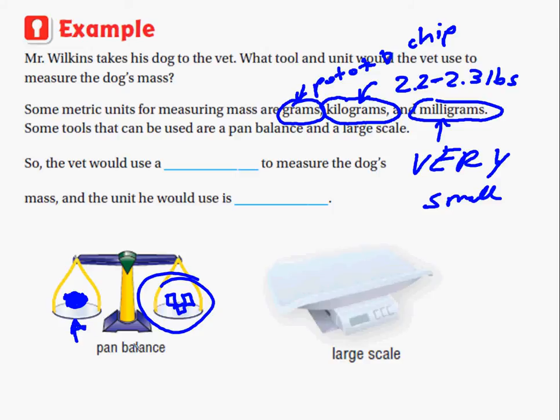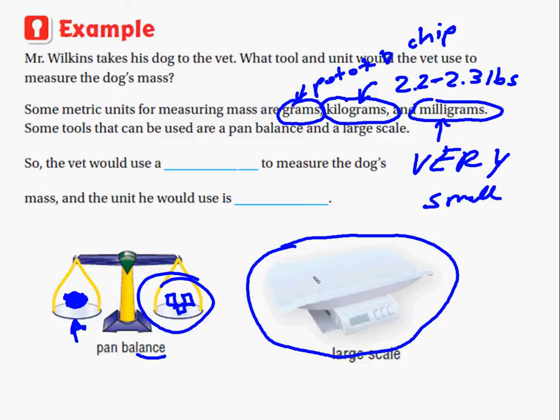That's called a pan balance because you have to balance these. A large scale, this thing here, is used, for example, in a vet's office. We would put an animal to sit or stand on this, and then we would see how much they weigh on here. We would not put a pet onto a pan balance. They would not like that. So we would definitely use a large scale to measure the dog's mass.